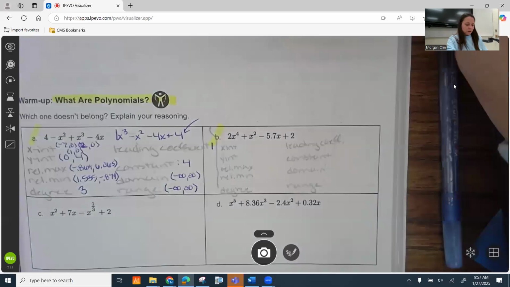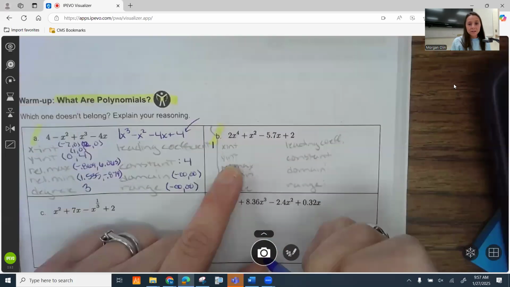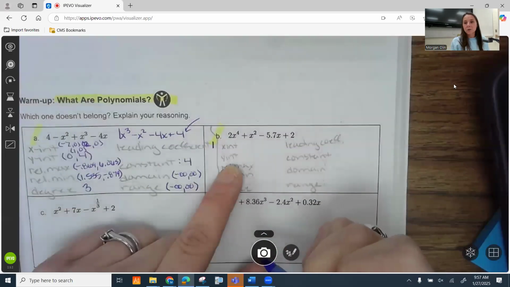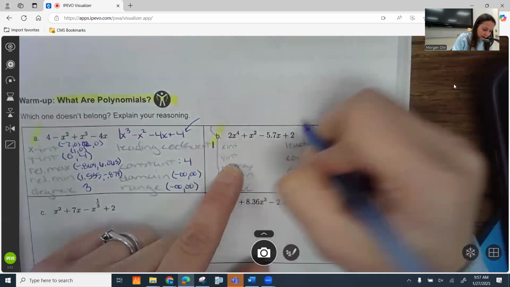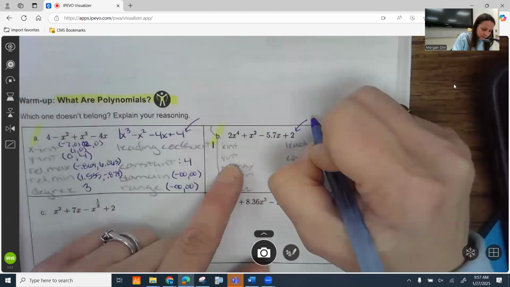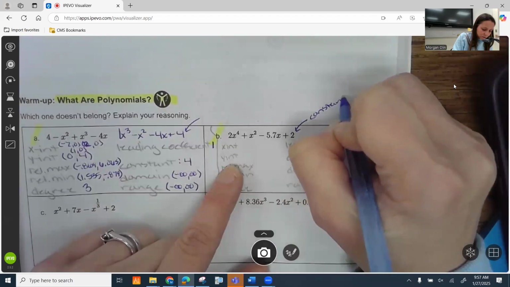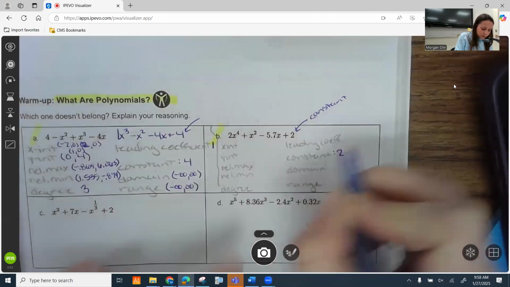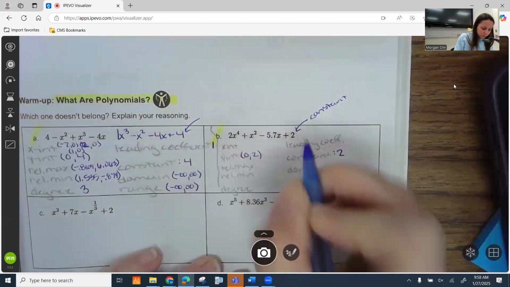All right. So as far as y-intercept, that is our constant. So what's our constant here? Right here. This is our constant. It's 2. So that's our y-intercept, (0, 2).